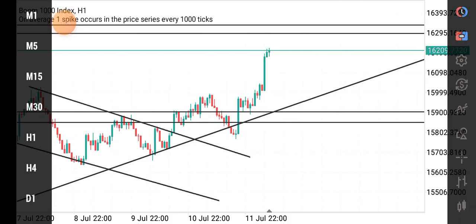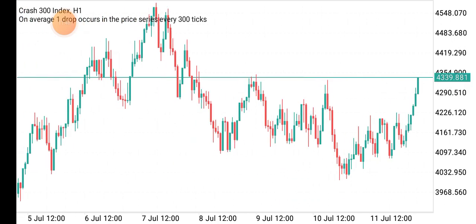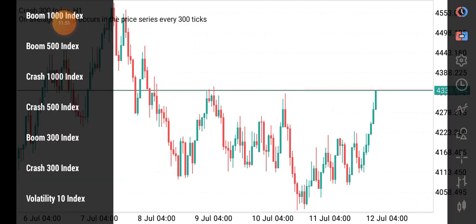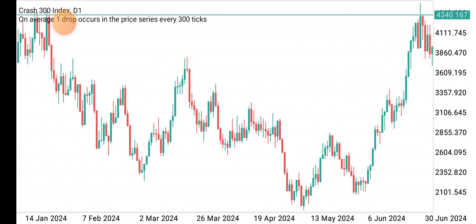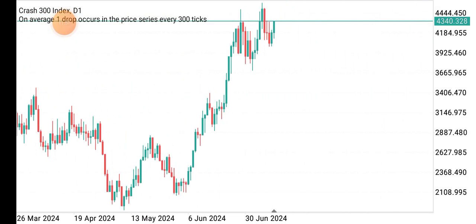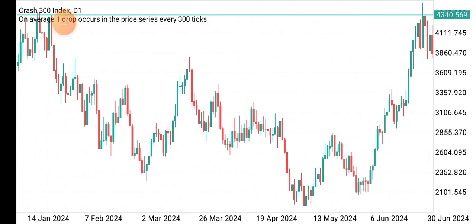All right, so even on Crash 300, let me see, I saw something there, guys. You can see the buys here. Then let's go to the daily time frame, also see stuff, guys. Okay, on the daily time frame, you can see there was a breakout and a retest. The market is actually bullish.